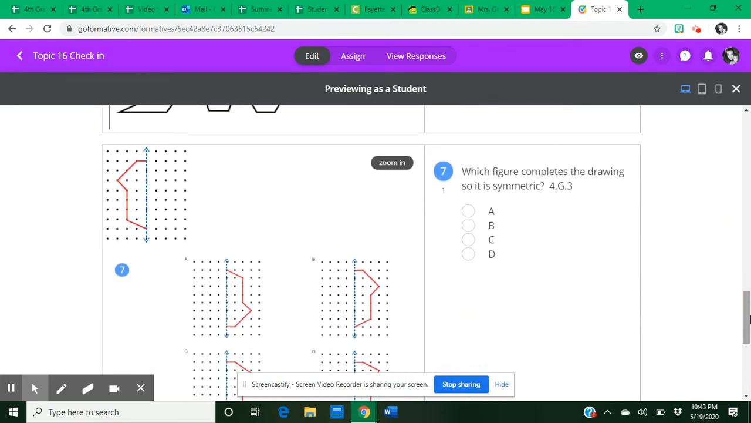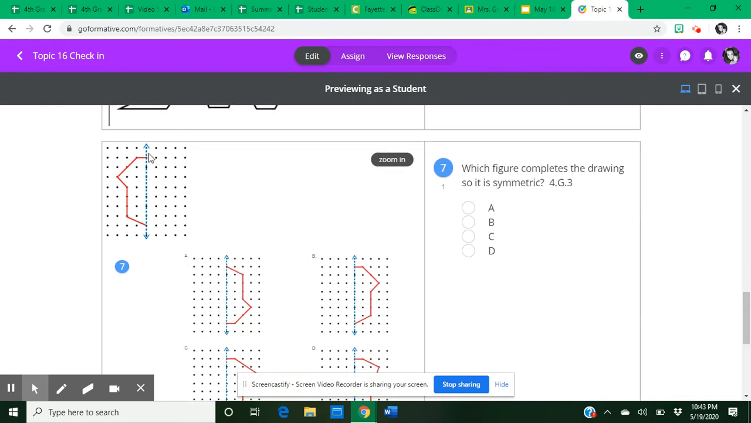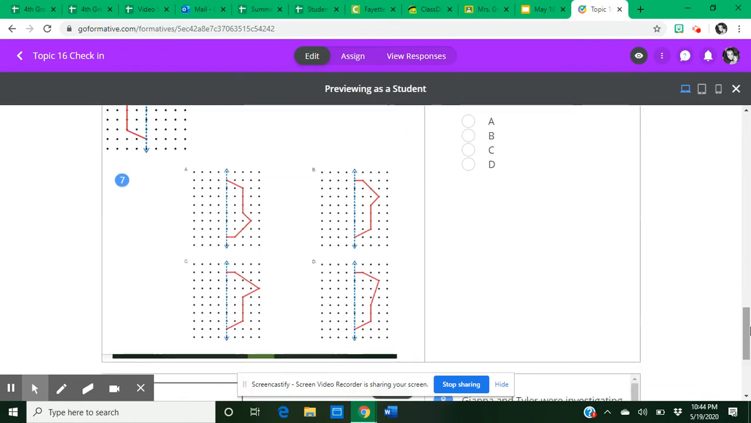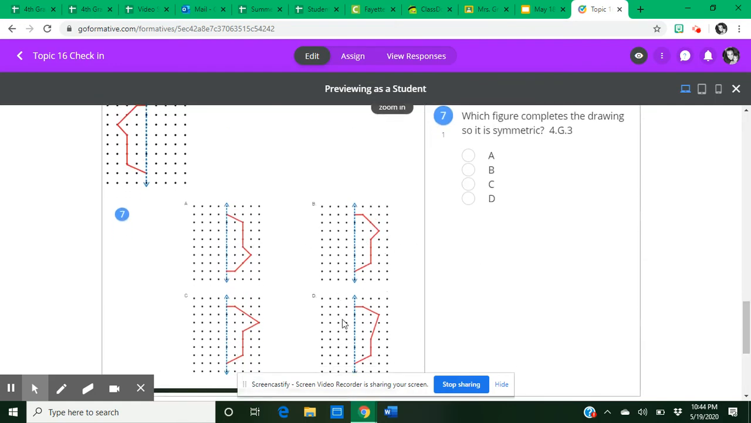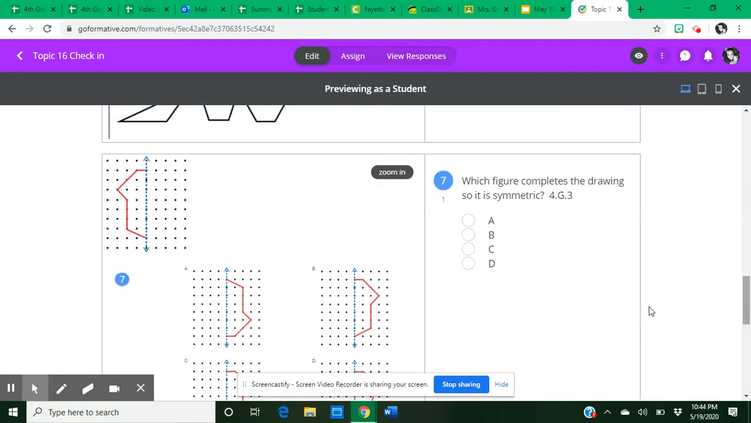Okay, number seven. Number seven has the start of a picture here. It wants to know which figure completes the drawing so that it's symmetric. So then we have four other drawings here. You want to find out which one of these drawings would be the other half of this first one. Which of these would pair with this to become symmetric? Would it be A, B, C, or D?